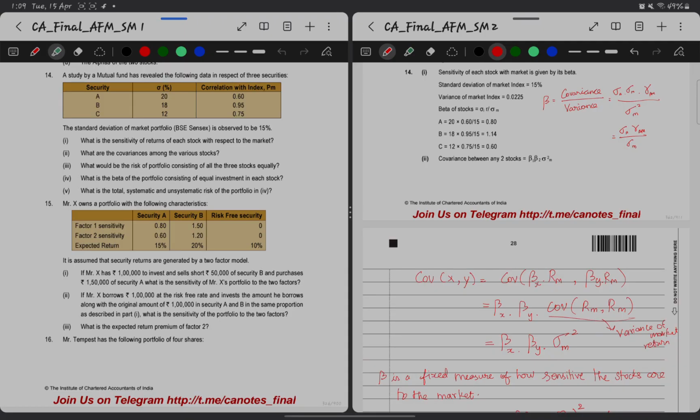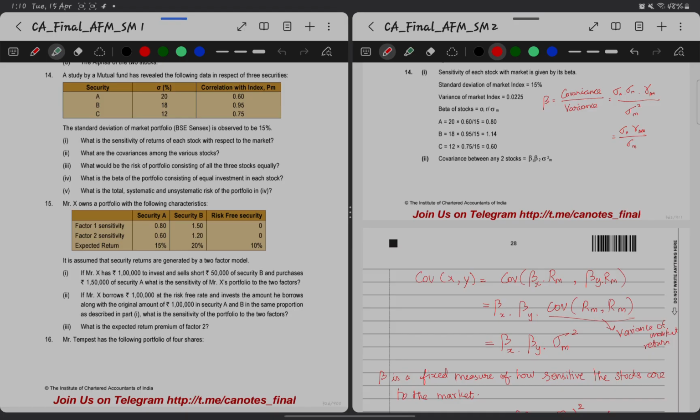Practical question 14. A study by a mutual fund has revealed the following data in respect of three securities, A, B and C. The standard deviation is given, which is nothing but the risk of the securities, and the correlation with the index, which is nothing but the market portfolio, is 0.6, 0.95 and 0.75. Now the standard deviation of the market portfolio, which is here the index, is observed to be 15%. So the standard deviation of the market portfolio is also given, market return.